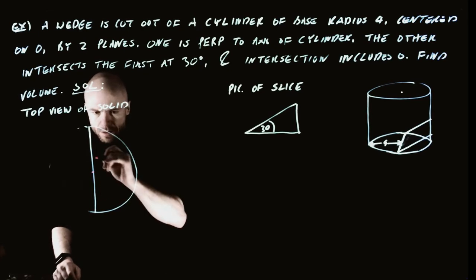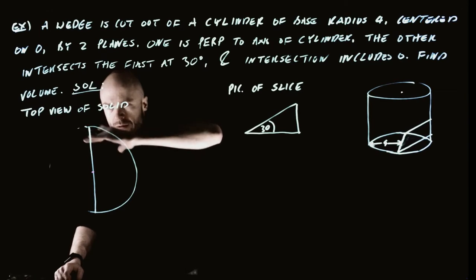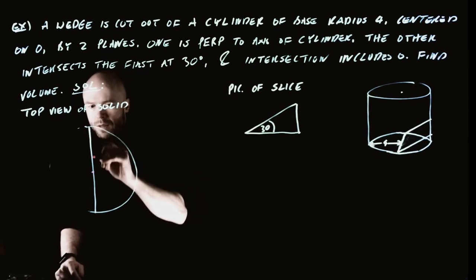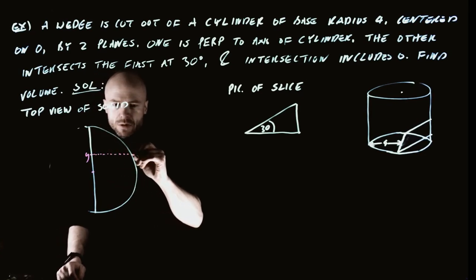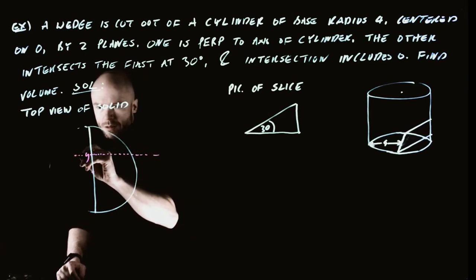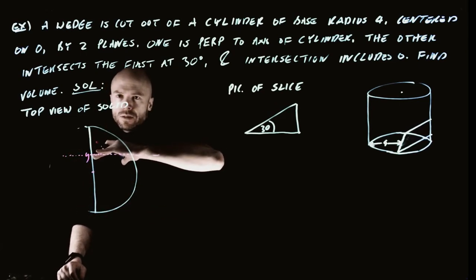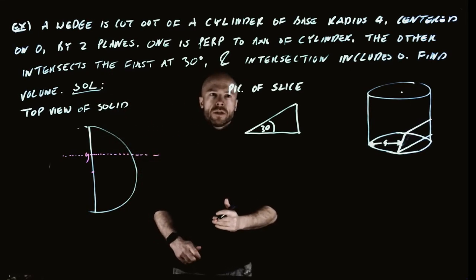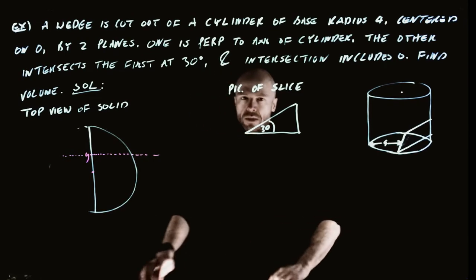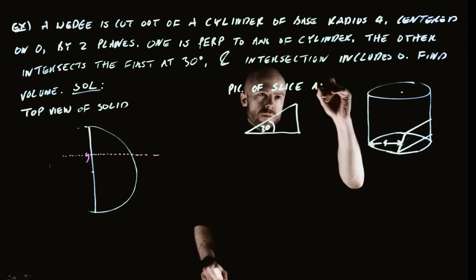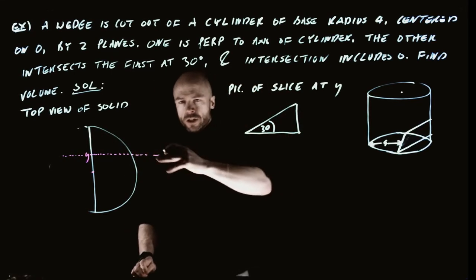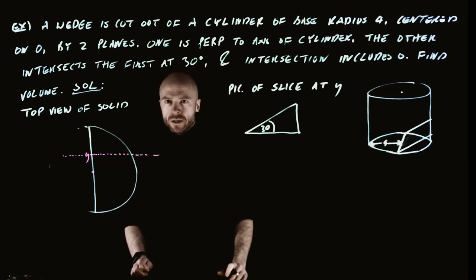If we're slicing like this with these horizontal slices, then they're defined by some y, right? So every y between 0 and 4 defines our slice, yeah? Again, this is the top view. So this is the pitch of the slice at y. So we're going to be integrating with respect to y, and we want to find the dimensions in terms of y. That's our task.